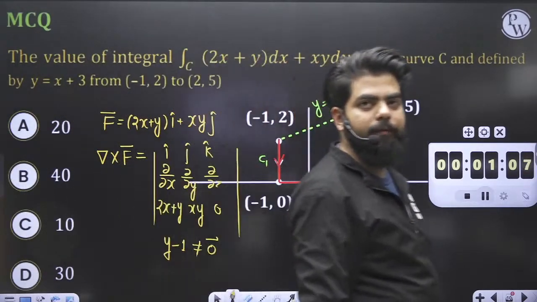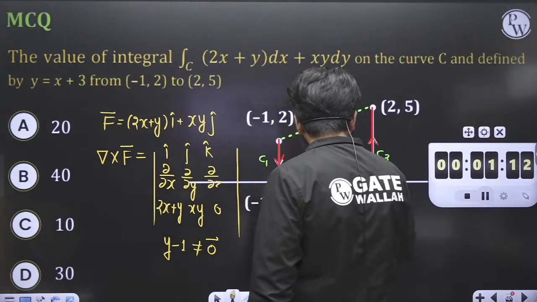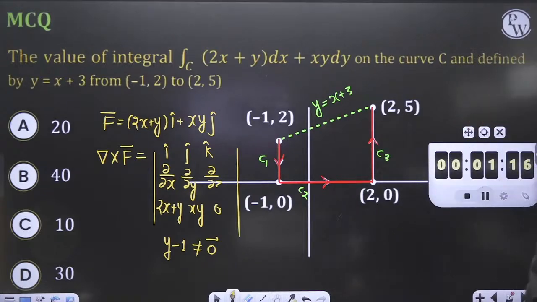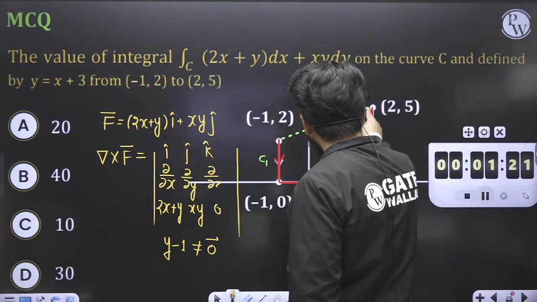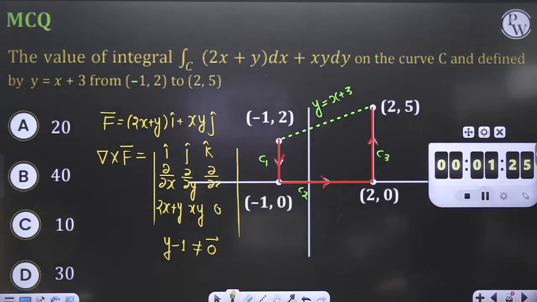If it is non-conservative, do you need to calculate this line integration, this line integration, this line integration separately? Yes or no? Since this is a non-conservative vector field, you have to calculate all these three integrations separately. Okay, which is not difficult at all. Very simple integrations you need to perform.